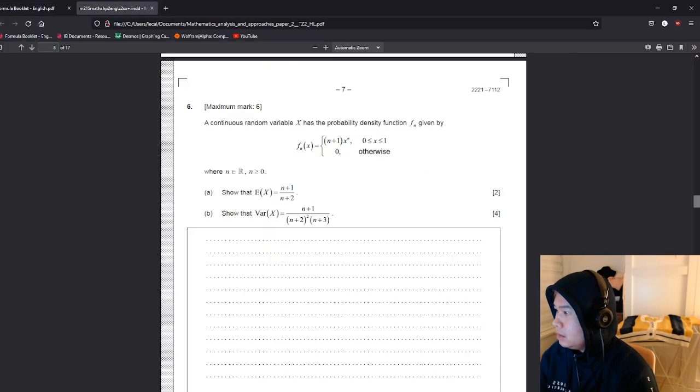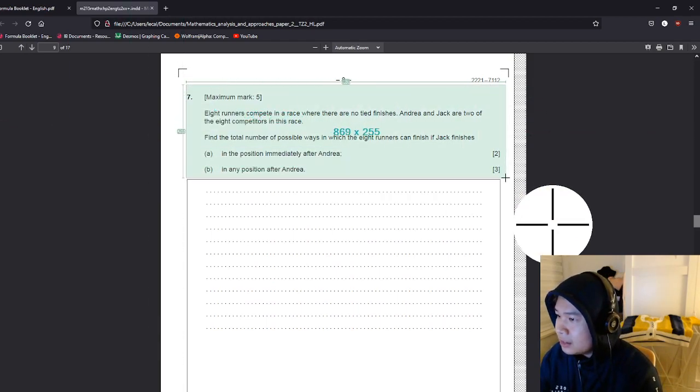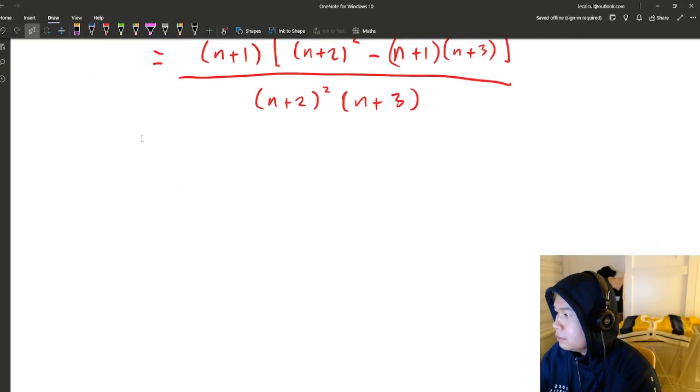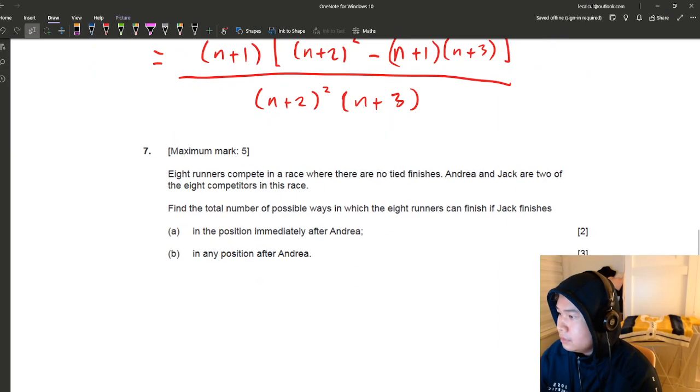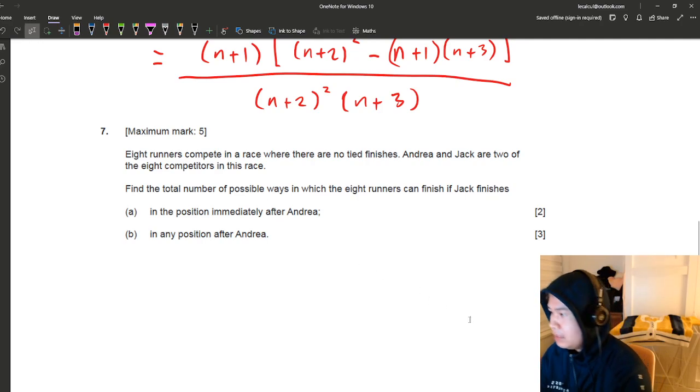Next question. This looks like a combinatorics one. Okay, 8 runners. Andrea and Jack are 2 of the people. Find the total possible number of ways that these runners can finish if Jack finishes immediately after Andrea. Okay, so there's 8 people. So let's say, what's the easiest way to do this?